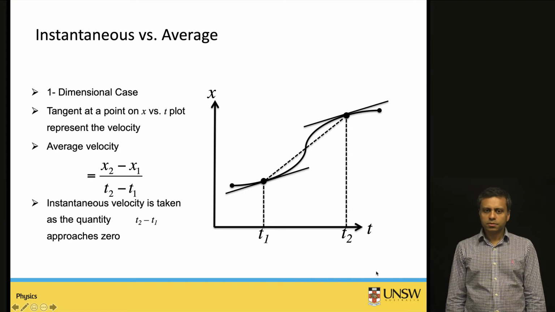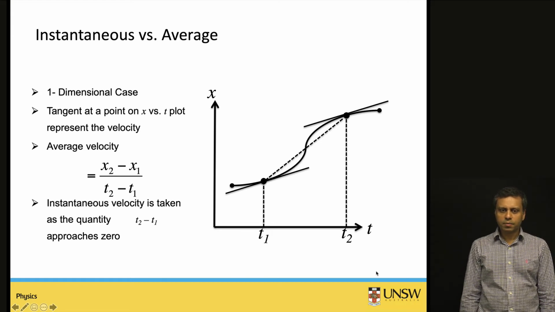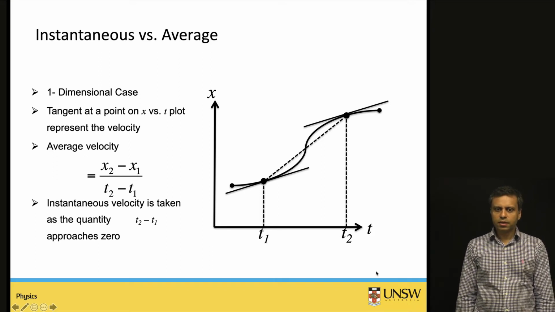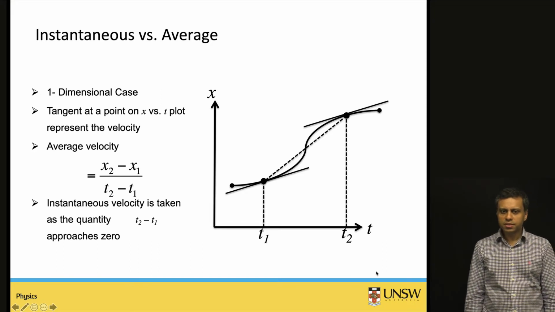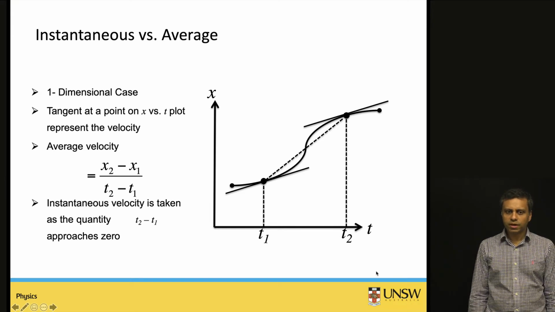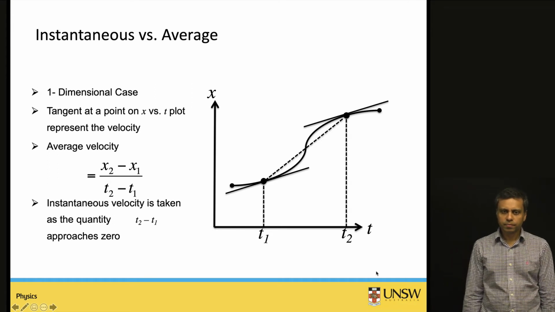Over here we show another position time graph, but this is for one-dimensional motion along x direction. So the horizontal axis represents time and the vertical axis the x position of the particle. And let us look at 2 points in time, t1 and t2. At these 2 points, the particle has positions x2 and x1, and so the average velocity, as before, we can define as x2 minus x1 over time interval t2 minus t1.